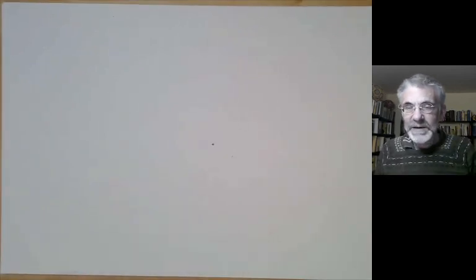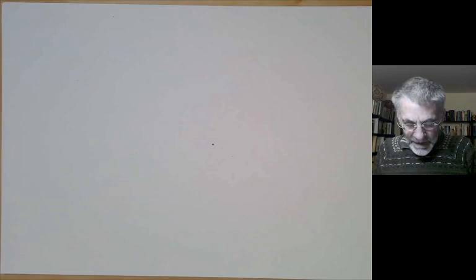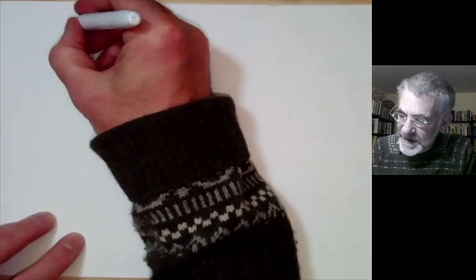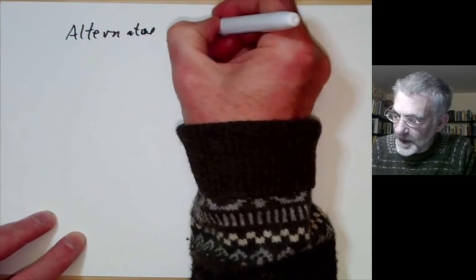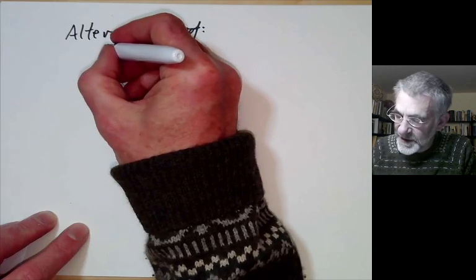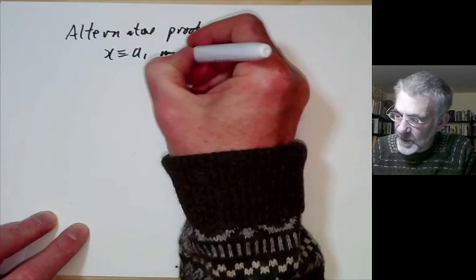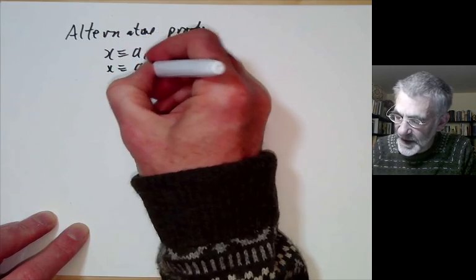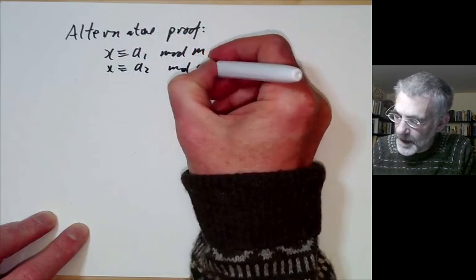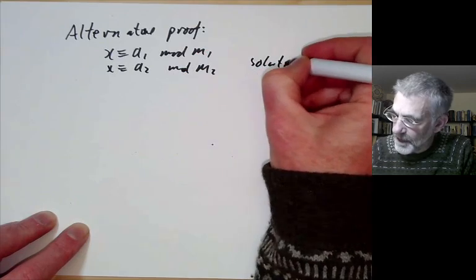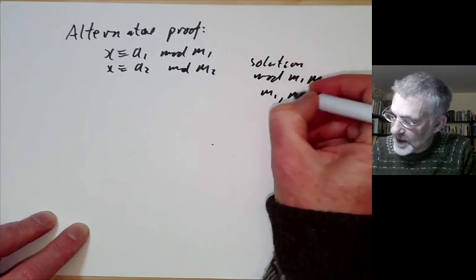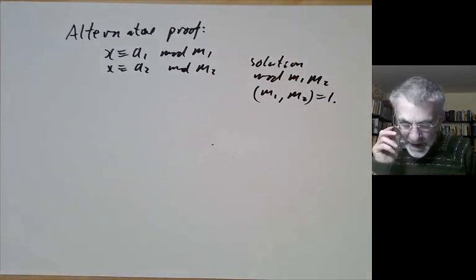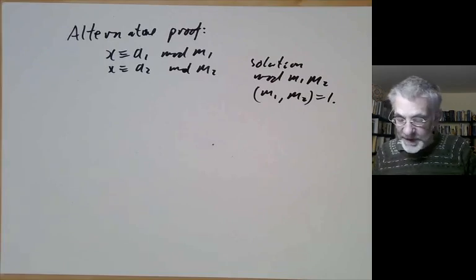I can give an alternative, more abstract proof of the Chinese remainder theorem. So what we're trying to do is show that we can solve x congruent to a1 modulo m1 and x congruent to a2 modulo m2, and we want a solution modulo m1 m2 whenever m1 and m2 are coprime. And instead of using Euclid's algorithm, we can just count.